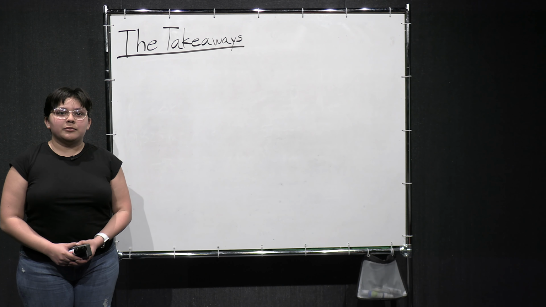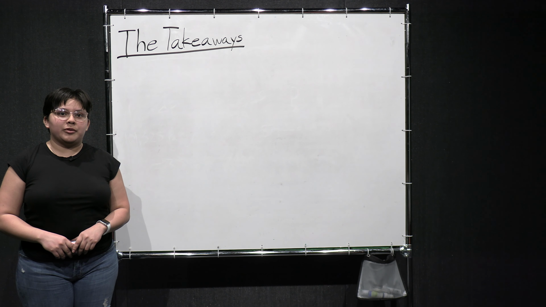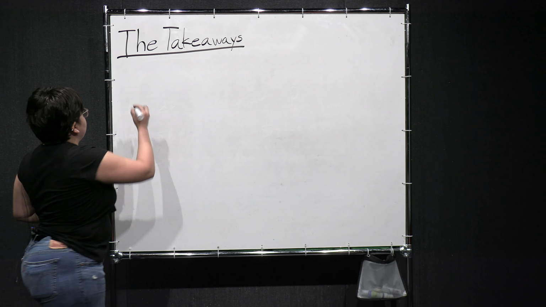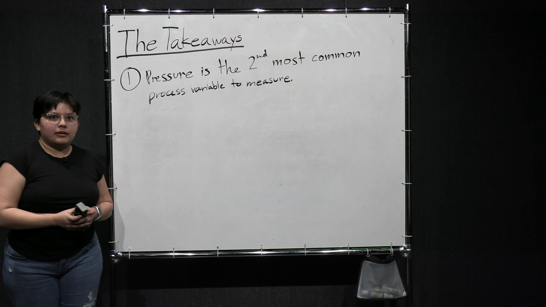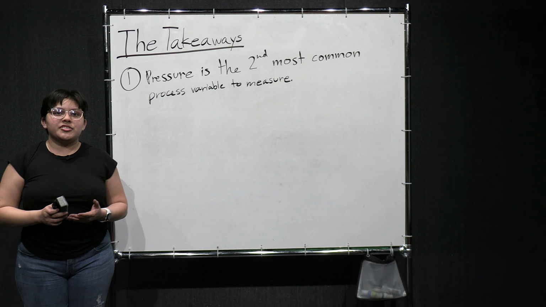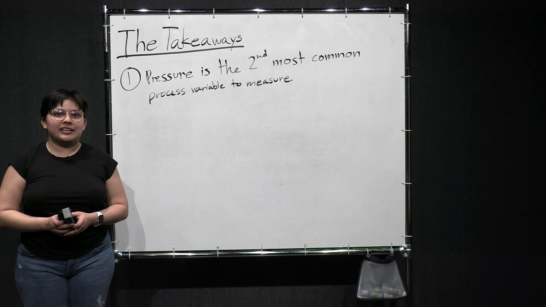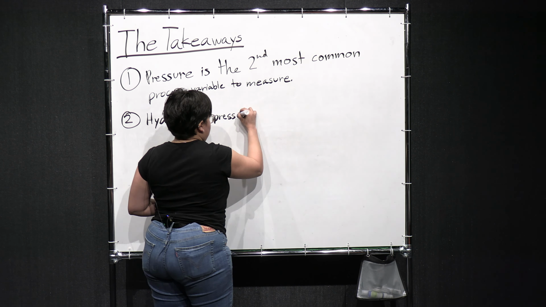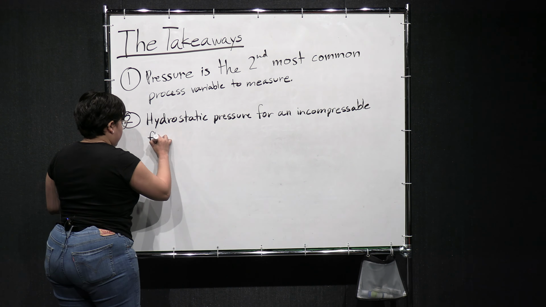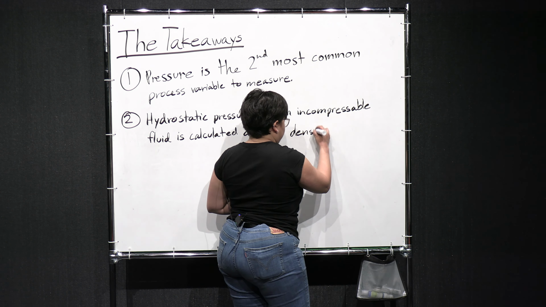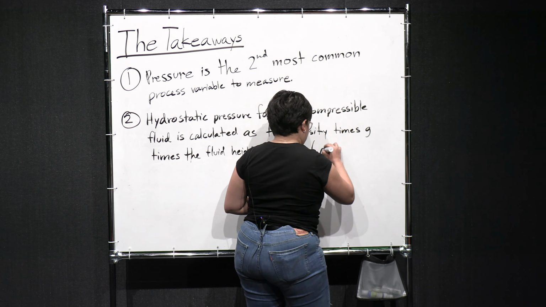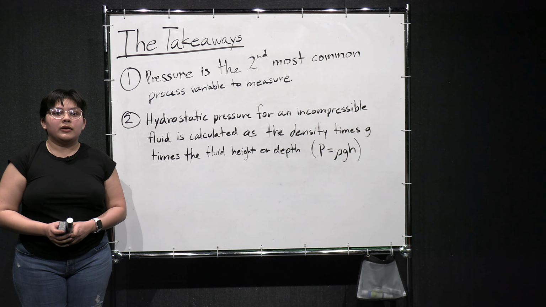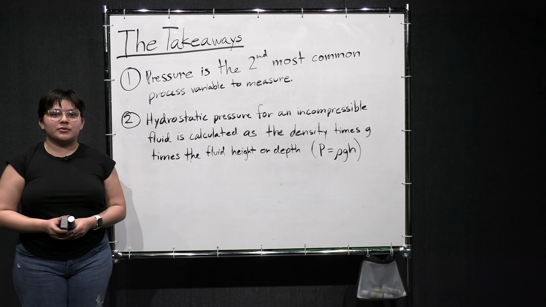The takeaways of this video are: 1. Pressure is the second most common process variable to measure. 2. Hydrostatic pressure for an incompressible fluid is calculated as the density times g times the fluid height or depth. 3. Manometers measure delta P's with hydrostatic pressure.